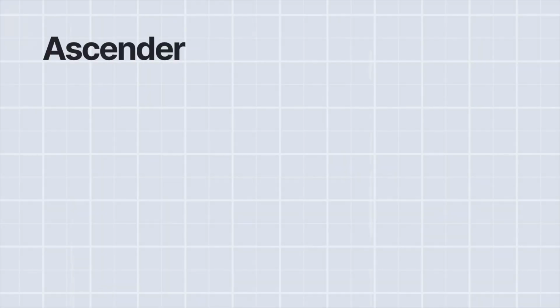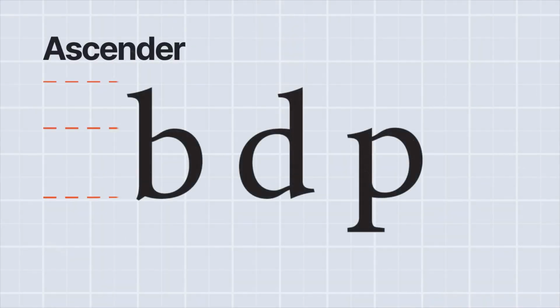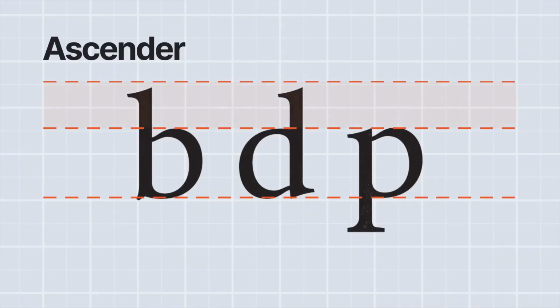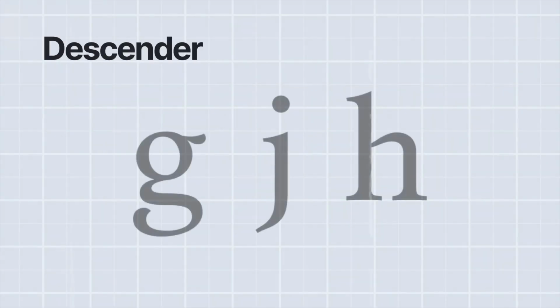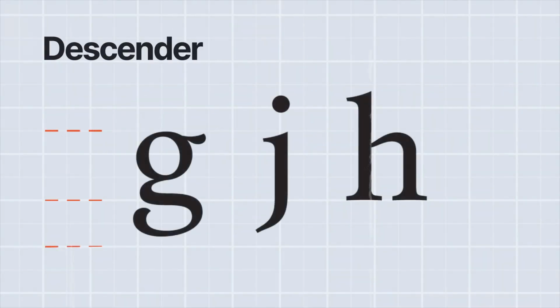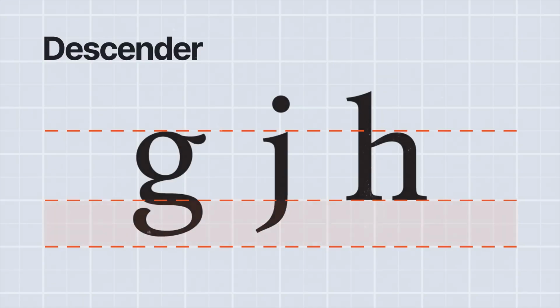Next up, we have ascender. This is any part of a lowercase letter that extends above the X height, for example, letters like B, D, or H have an ascender. Descender is any part of a lowercase letter that extends below the baseline, for example, G, J, P, or Q.